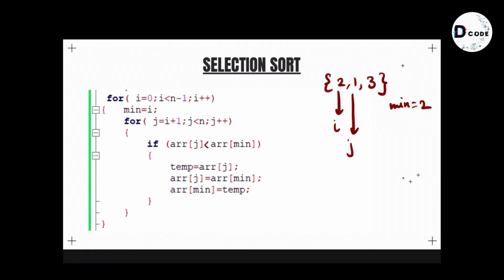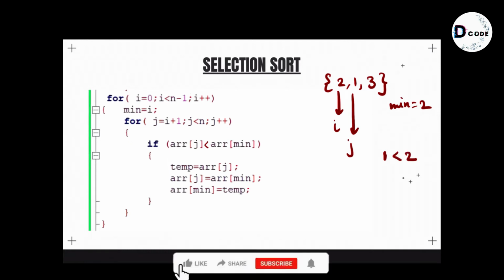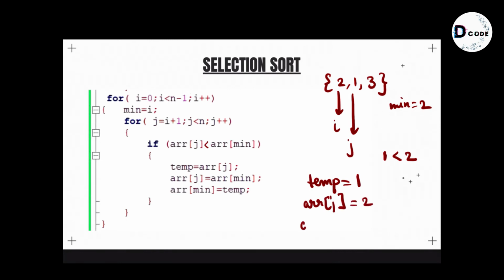Now it will check the condition: if array of j is less than array of min. Now what is array of j? Array of j is 1. Array of j is less than minimum. It's true. So swapping will be done and in temp variable array of j will be stored, which is 1. And in array of j, array of min will be stored, which is 2. And in array of min, temp variable will be stored, which is 1. So the new array will be 1, 2, 3. See, now this array is in sorted manner.